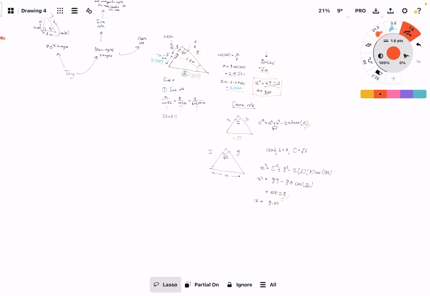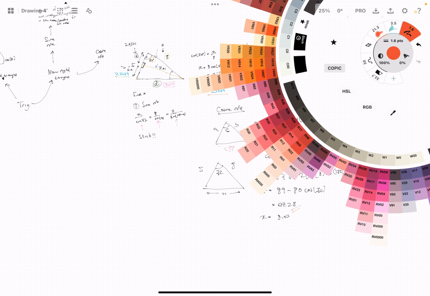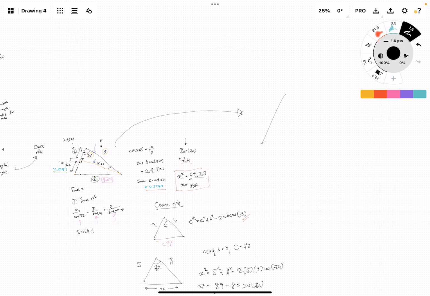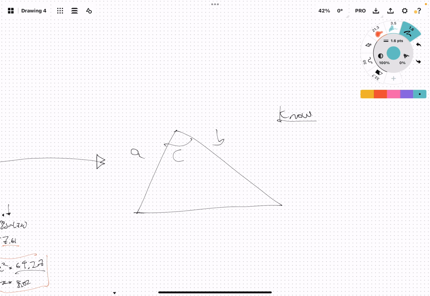That's the cosine rule. Now let's do the proof of the cosine rule. It's basically the exact same process as this question. So you just do it with general numbers. Let's say we know a, b, and C. A, let's do it in good colors. A, B, and C are known.